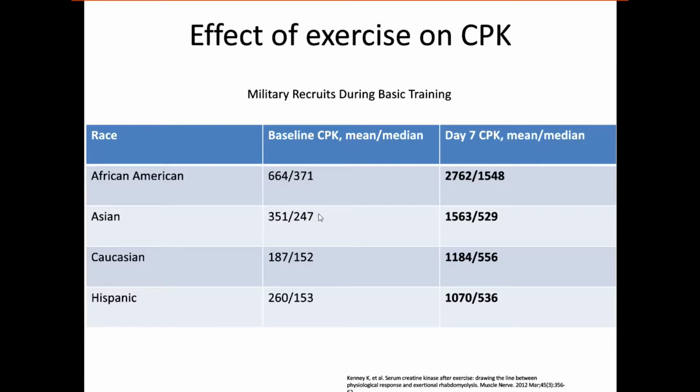Number two is that for all races, the mean is much higher than the median. So what does that tell you? Again, that tells you that there are people who just exist at a much higher CPK than the rest of us. And then for everybody, after 7 days of exercise, the CPK level is shot kind of through the roof.